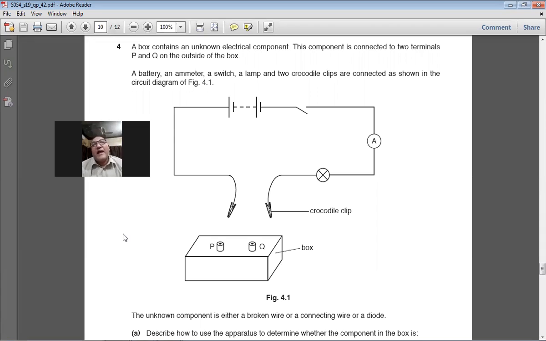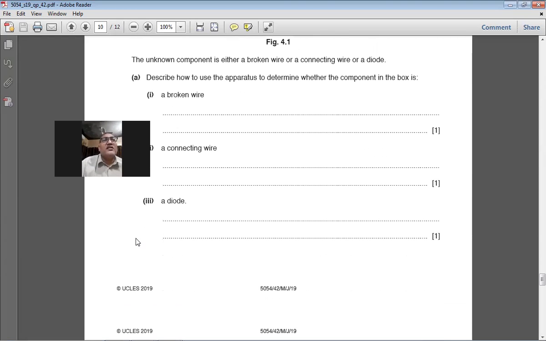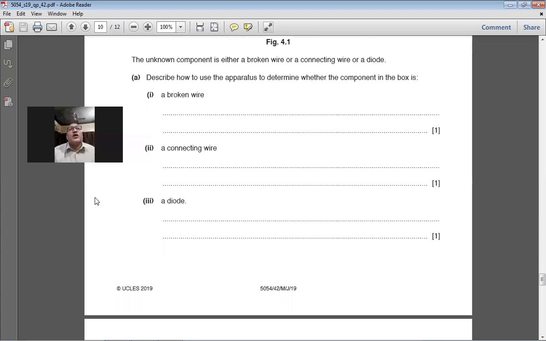A battery, an ammeter, a switch, a lamp, and two crocodile clips are connected as shown in the circuit diagram, figure 4.1. So here we have the crocodile clips, here we have the connecting wires, here we have connected a battery and a switch and an ammeter and a lamp. So the lamp and the unknown component here will be in series with each other. His question is, the unknown component is either a broken wire, a connecting wire or a diode.